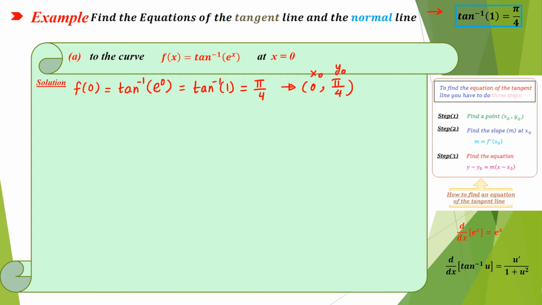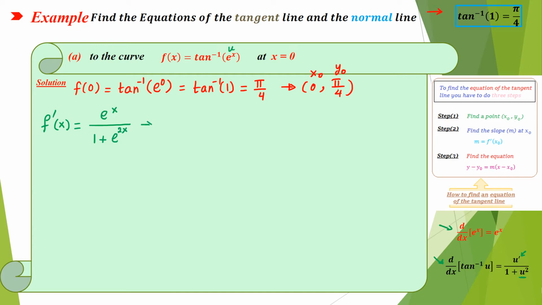Next, you have to find the slope. So first you have to find the first derivative of this function, f prime of x equals, and this is the derivative of tan inverse of a function. So first you have to find u prime, and this is the function u, e to the x. The derivative of e to the x is e to the x. So we have e to the x divided by 1 plus u squared, and u squared means e to the x squared, so it means e to the 2x.